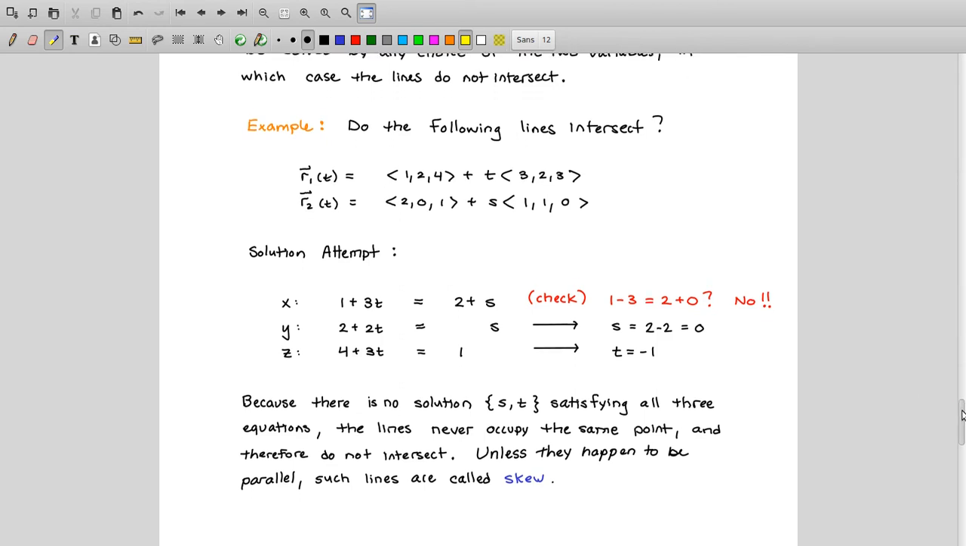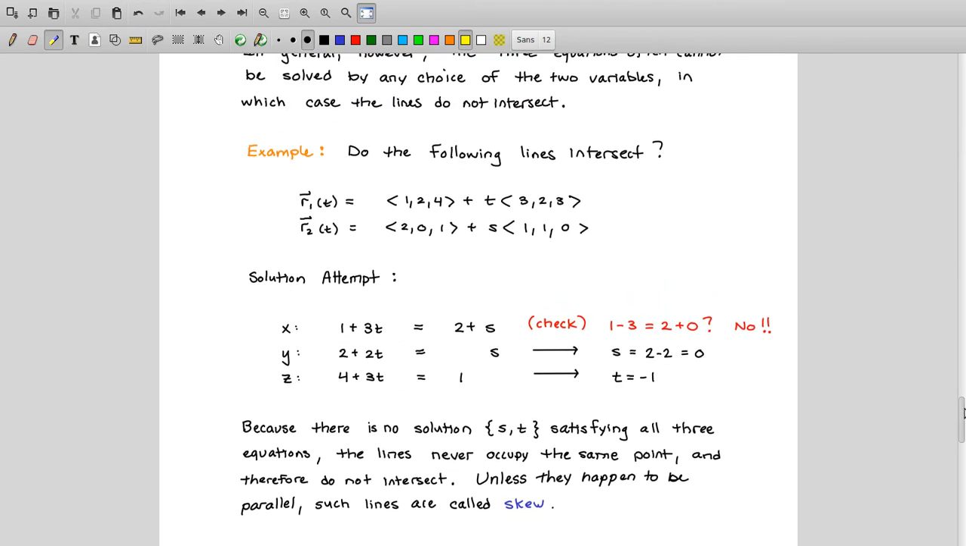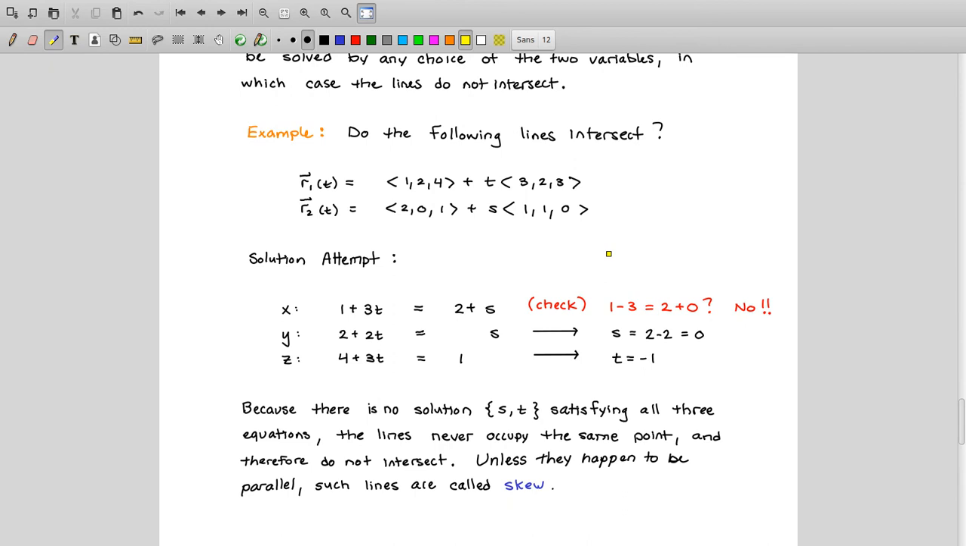So let's just work through this example. Do the following lines intersect? Same problem. So we write down the x coordinates, 1 plus 3t equals 2 plus s. For the y coordinates, 2 plus 2t equals 0 plus s. And for the z coordinates, 4 plus 3t is 1 plus 0s.